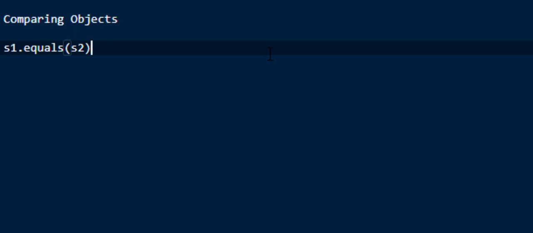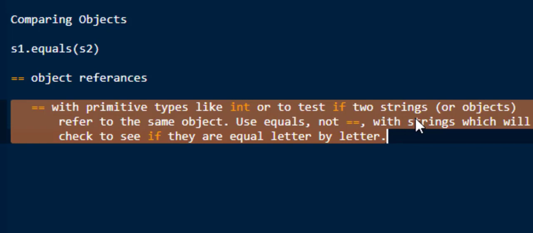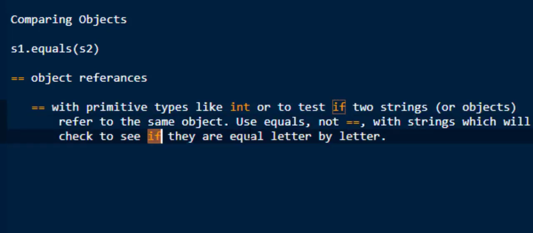The equals method for strings compares two strings letter by letter. S1 equals S2 is true if S1 and S2 have the same characters in the same order. With strings and other objects, you must always use equals instead of == to check their equality. When the operator == is used to compare object variables, it returns true when the two variables refer to the same object. These variables are called object references. Remember to use only == with primitive types like int. Use == to check if two strings or objects refer to the same object. Use equals, not ==, with strings, which will check if they are equal letter by letter.